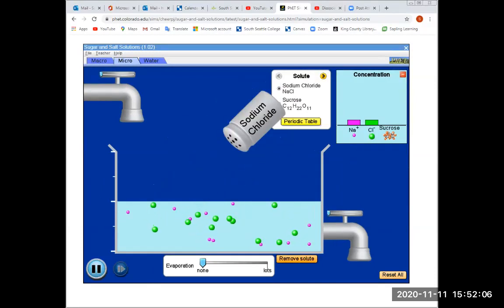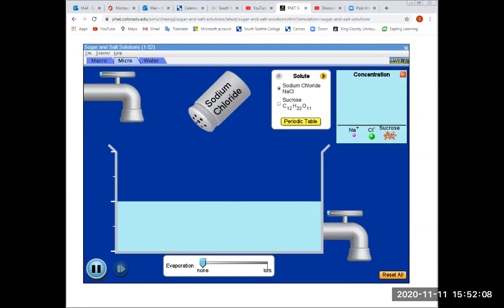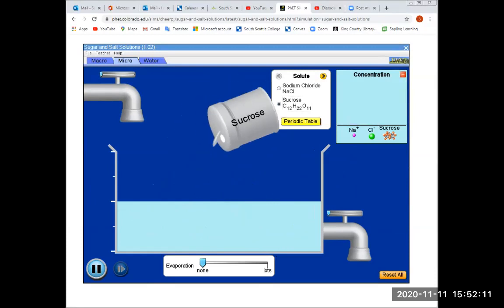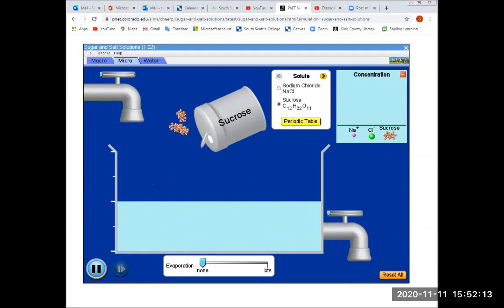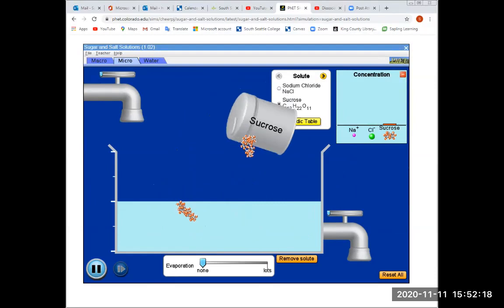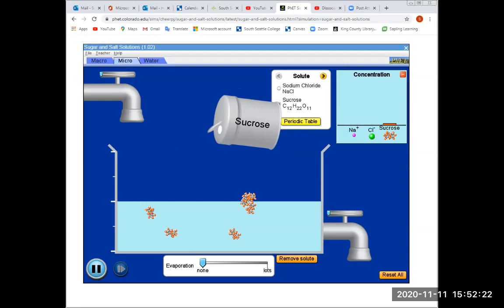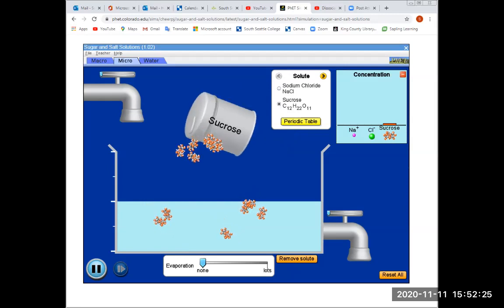Now, at the microscopic level, if we put some sugar, sucrose actually, it's not sugar, it's sucrose, C12H22O11. And so it's a big molecule made of carbon, hydrogen, and oxygen. And you can see that they are staying bonded together. The molecule stays as it is, and the molecules are free from each other, but the molecules do not break apart, do not make any kind of ions. And so that's why it's not conducting the electricity.